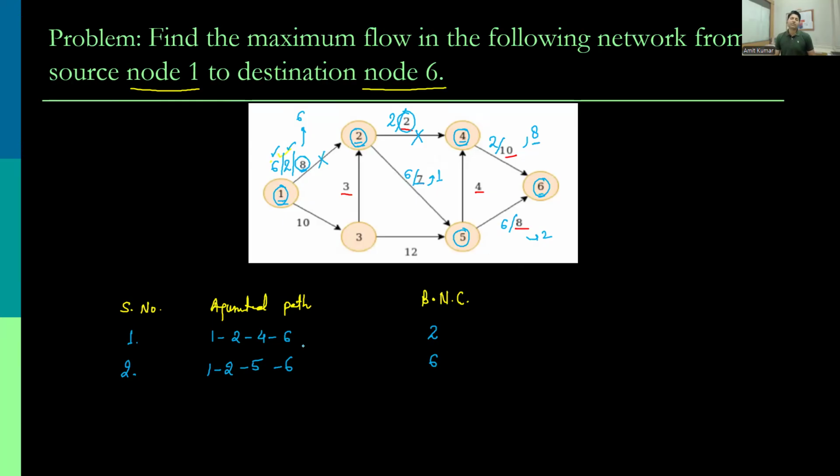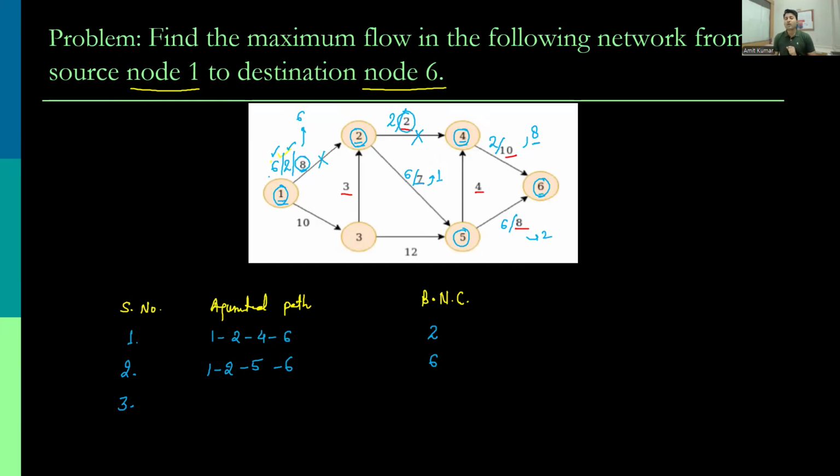So 2 is the residual capacity for this. Okay, so till now we have formulated two augmented paths, and this is how we find the bottleneck capacity. Let us try to find the next augmented path. Now, 1 to 2 I can't use. So this path is finally closed. We can't use 1 to 2 once again because its carrying capacity is completely utilized and it is closed further.